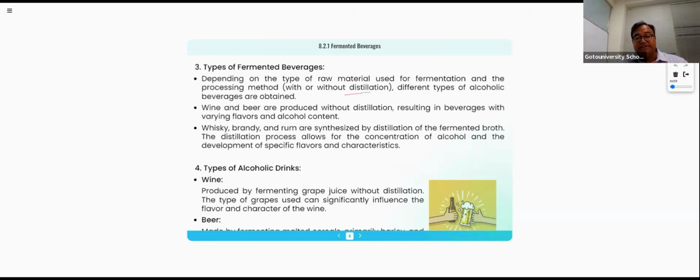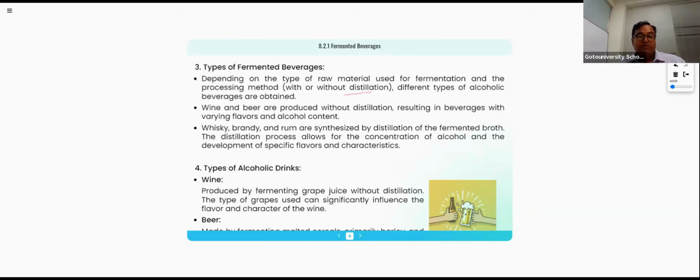Some are obtained with fractional distillation, and some are obtained without fractional distillation. You know very well the beer is obtained without fractional distillation. Whiskey, brandy and gin are obtained with fractional distillation. Wine is also obtained without fractional distillation. So wine and beer are obtained without fractional distillation.